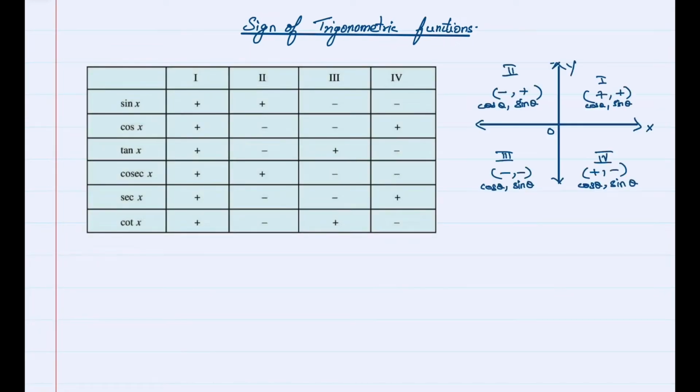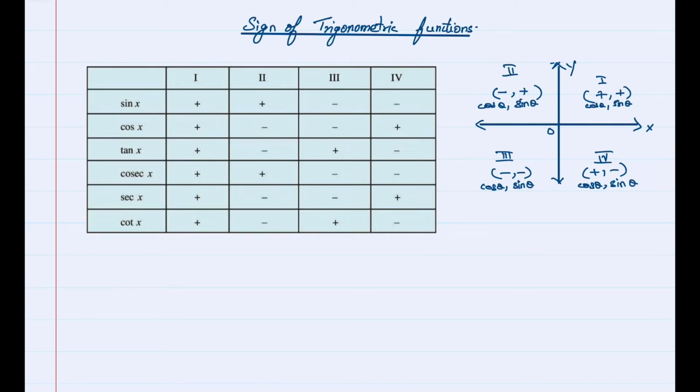Now, let us see the sign of trigonometric functions in each quadrant. If we know the signs for cos theta and sin theta, easily we can decide the signs for the other trigonometric ratios, because tan is sin over cos and cosec is reciprocal of sin, secant x is reciprocal of cos and cot is reciprocal of tan.